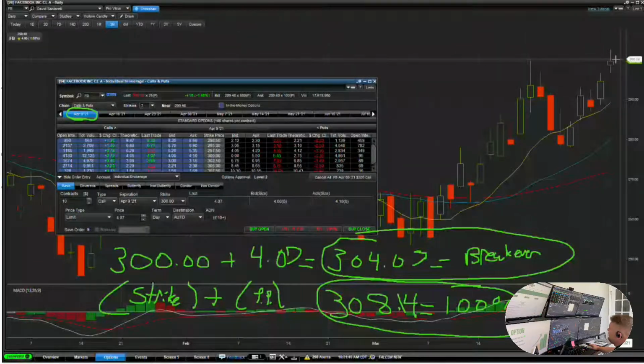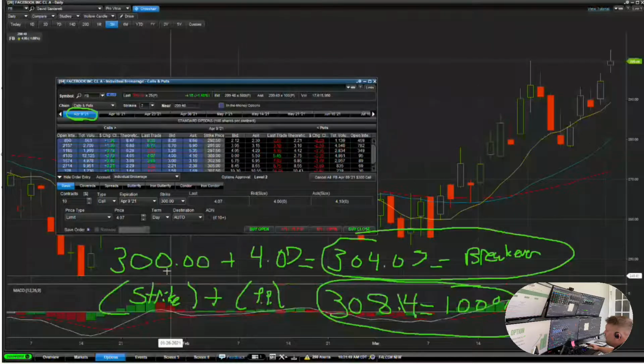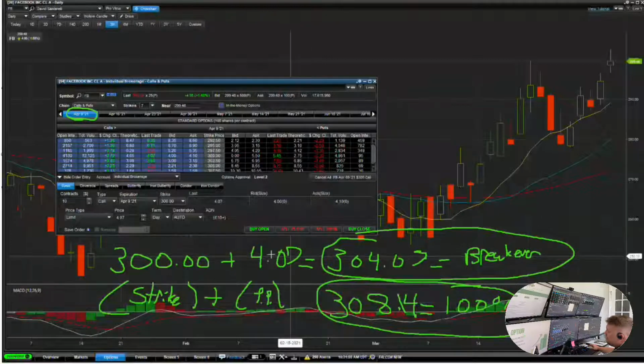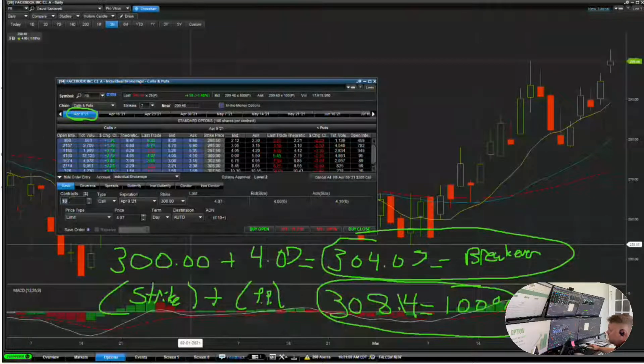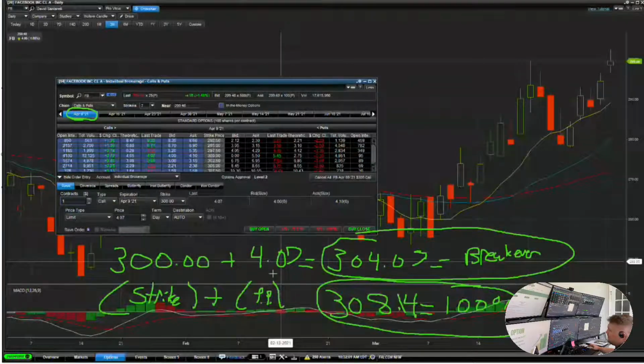So think of this. If Facebook got to $310 from now until April 9th, that 300 strike is going to be worth $10. You paid $4.07. So you paid $407 for one contract. If you've got 10 contracts, it's $4,070. So just so you know, if it's one contract, that's going to cost $407. The premium paid times the 100 shares per contract.